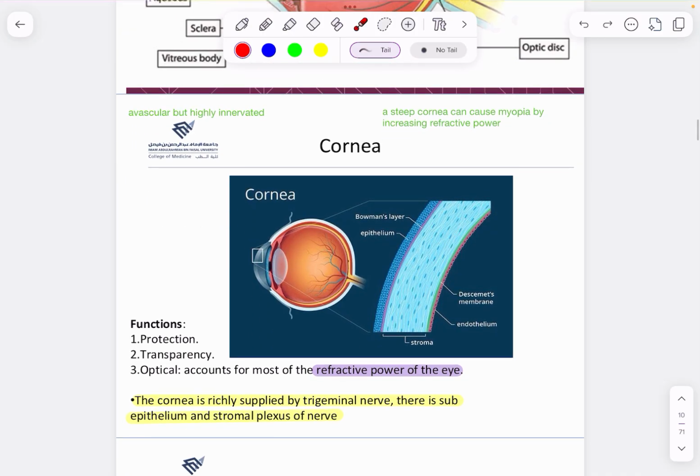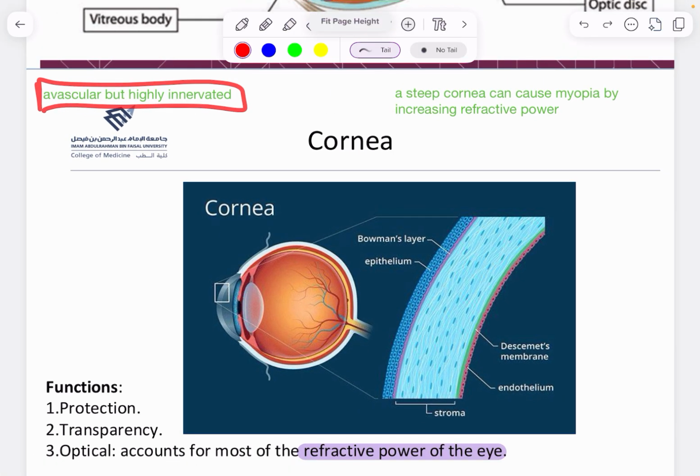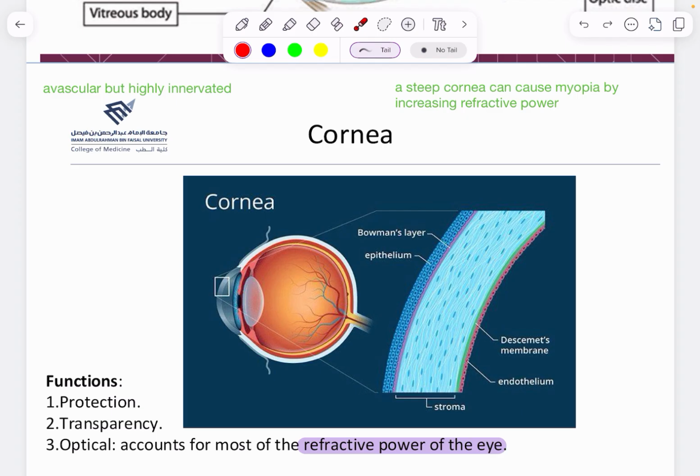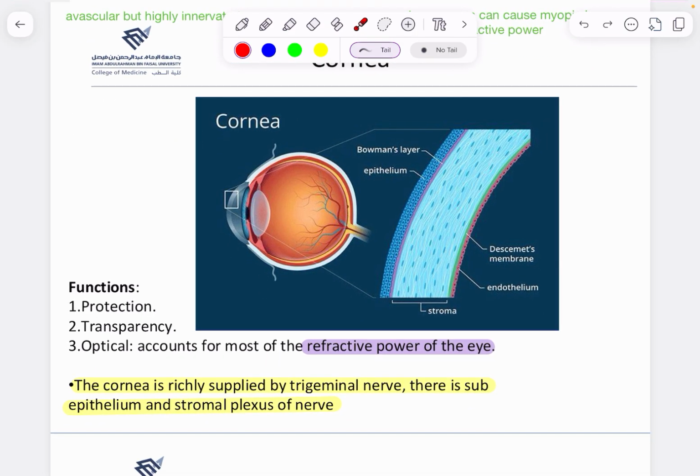The cornea قلنا it's avascular but it's highly innervated. هذه يحبوا يسألوا فيها. It's the most innervated structure in the body سبحان الله. فأي خدش في القرنية لا سمح الله يعني you'll see the patient in excruciating pain. المهم steep cornea can cause myopia by increasing refractive power. هذا الدكتور he mentioned it. وبرضه the function is to protect the eye. It's transparent and it consists of 5 layers. وبرضه it accounts for most of the refractive power of the eye. وقلنا it's richly innervated by the trigeminal nerve specifically. وعندنا the layers we have the subepithelium or the stroma وكل الكلام ده.